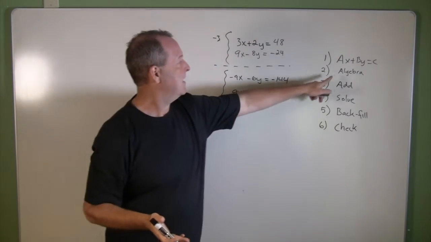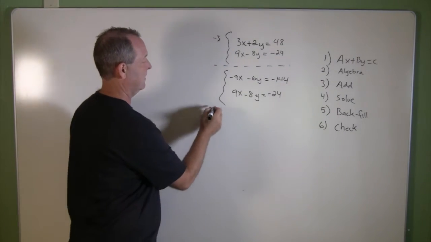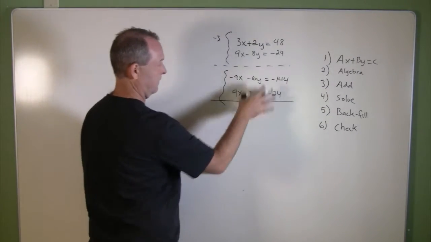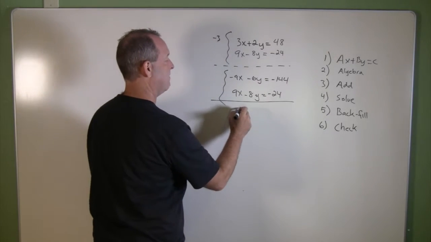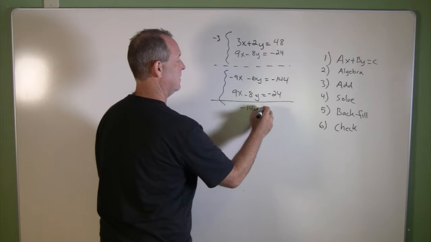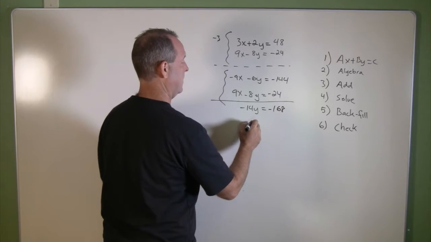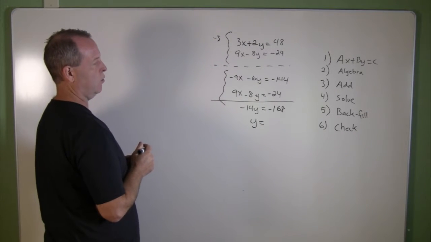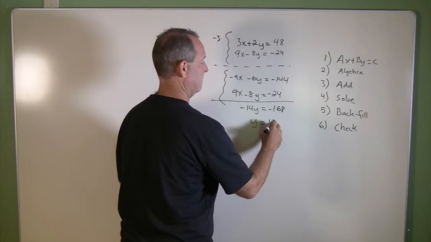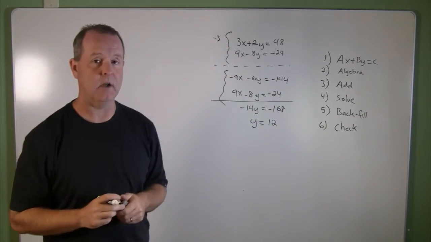So I did my magic. Now I'm on step 3, which is to add. I'm going to add that system. The x's are eliminated. I have -14y equals -168. And then divide both sides by -14. I get y equals 12. So step 4 completed. I was able to solve.